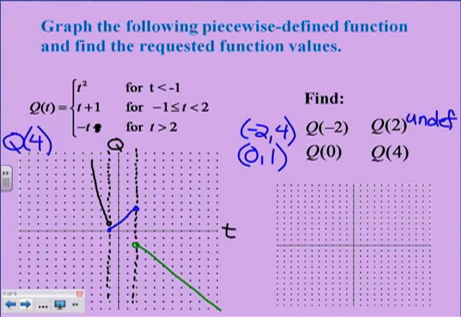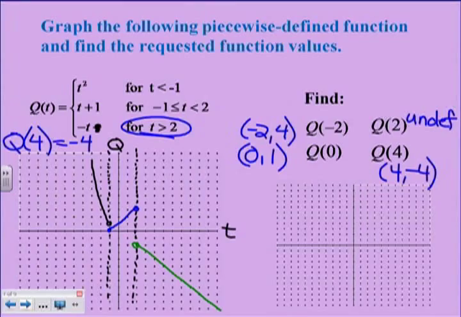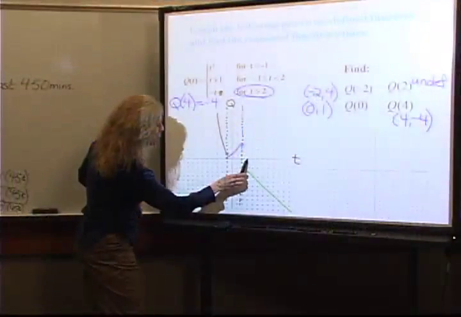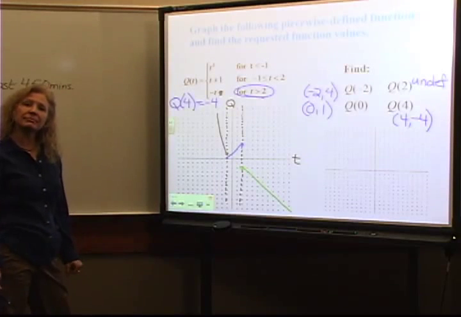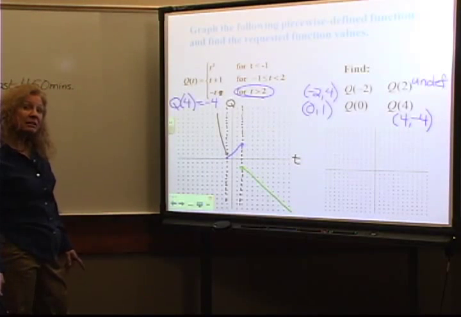Well, let's see here. 4 is not there. 4 is bigger than 2. So we go to the third piece. And all we need to do there is simply change the sign. So we should have 4, -4 on our graph. And sure enough, 1, 2, 3, 4. 1, 2, 3, 4. Boom. There we go. That wasn't so bad.